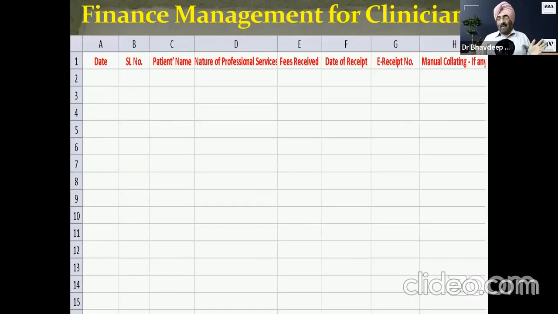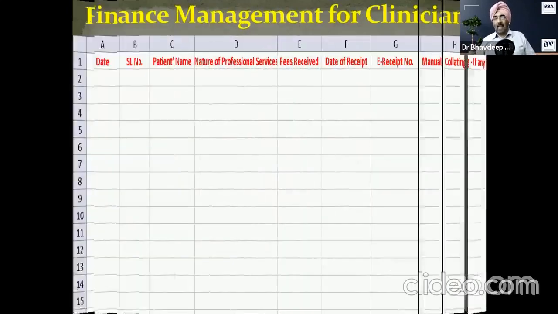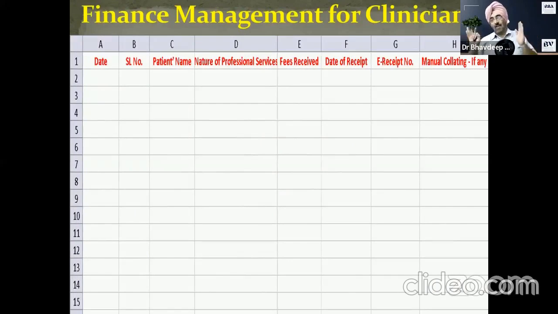A to F was already there. Just go back. A, B, C, D, E, F. F was already there, till the date of receipt. Till the F column, I only added G and H. E-receipt number, manual collating. Okay. Now the variant.